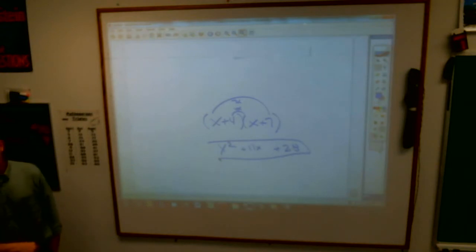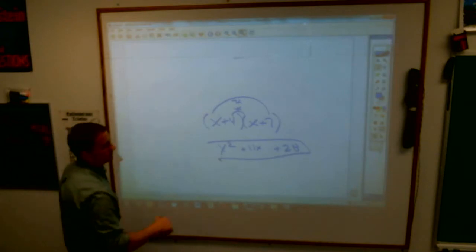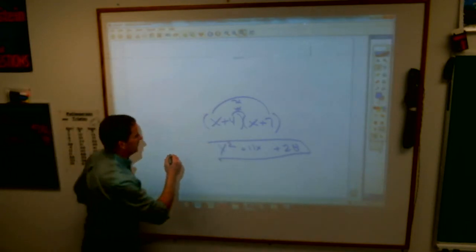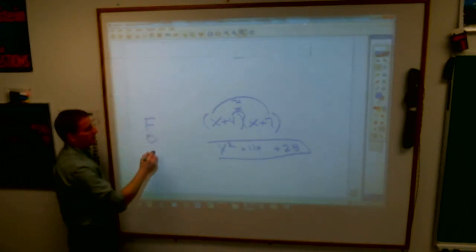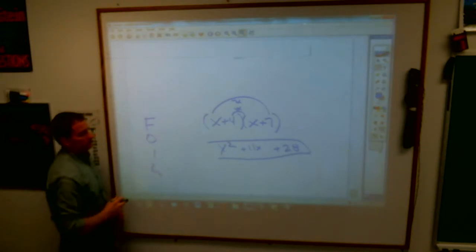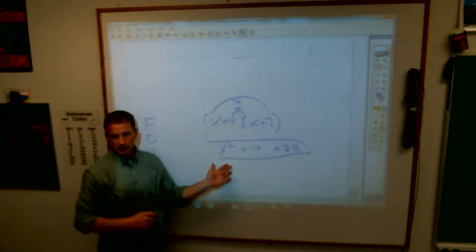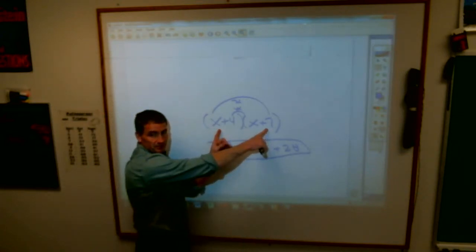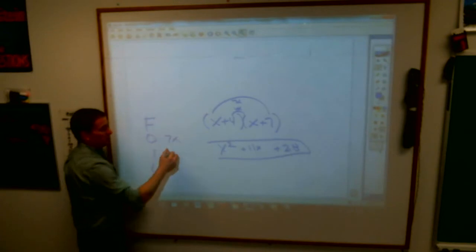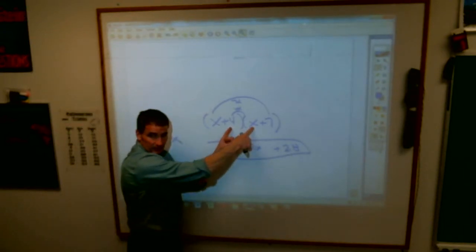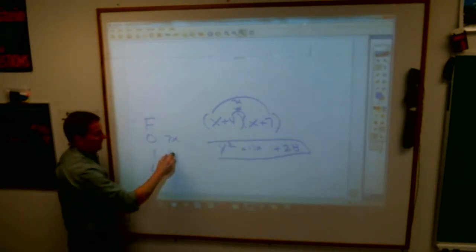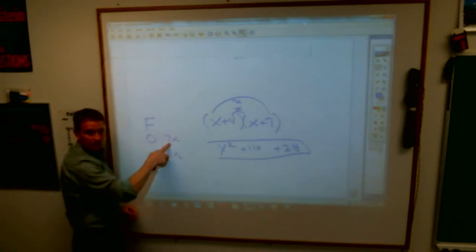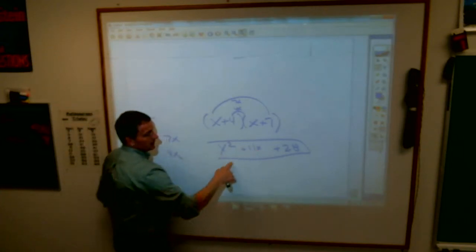So I'm confused how you got the... Which one? How you get the 11? Alright, once again. Let me write it down here. First, outer, inner, last. You understand how I got the first term? X times x is x squared. What are my two outside terms multiplied together? What's 7 times x? 7x. What's my two inside terms multiplied together? 4x. What happens when you have two like terms of 7x and 4x? You put them together. If you have 7x's and 4x's, you get 11x's.